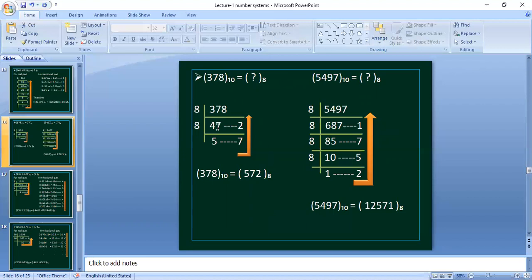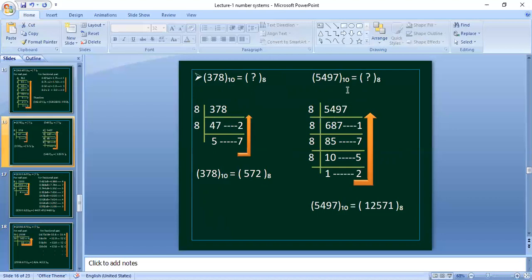8 47s are 376, so what is the remainder here? 2. Similarly, 8 5s are 40. What is the remainder here? 7. Here the result 5 is less than 8, so we can stop the division here and we need to consider the result from bottom to top. So that is 572 base 8. So 572 is the equivalent octal representation for the given decimal number 378.